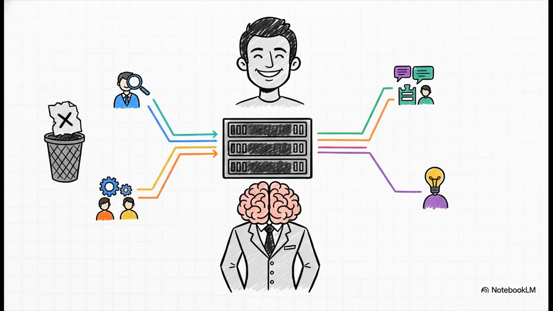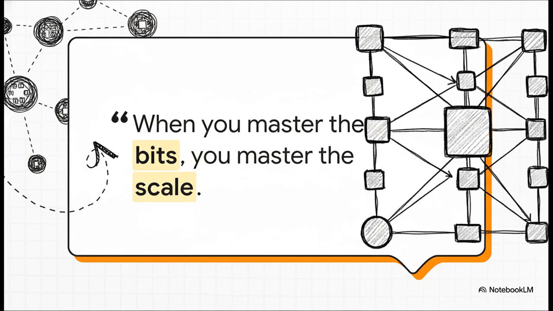So what happened to Timothy, our engineer from the beginning? His out-of-memory error? It vanished. He successfully deployed his whole team of specialists on that single GPU. He realized he had the same brilliant brain he started with. It was just wearing a much lighter, more efficient suit. And this is the line that just captures the entire principle. A piece of wisdom from his senior colleague, Margaret. When you master the bits, you master the scale.